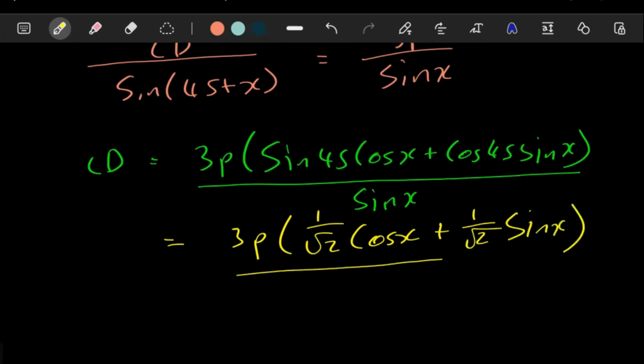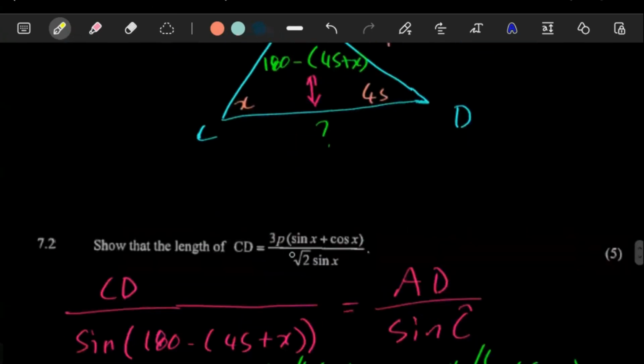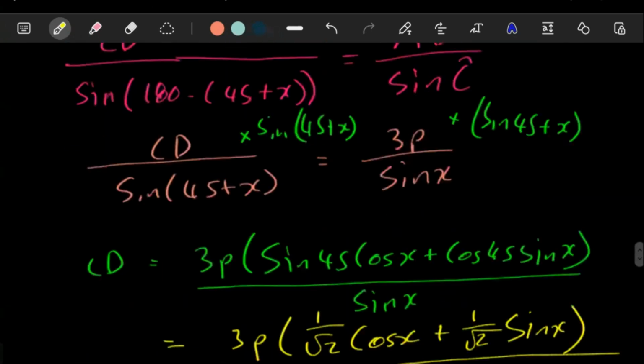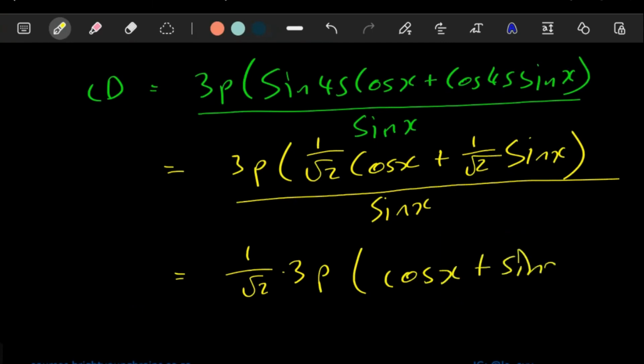Let's see here, down at the bottom we have sine x. So at the top it looks like we can take something out. Let's see what we're trying to get. There's a 3p there, it's fine. Let's take out the 1 over square root of 2 as a common factor. So 1 over square root of 2 times 3p out there, cos x plus sine x.